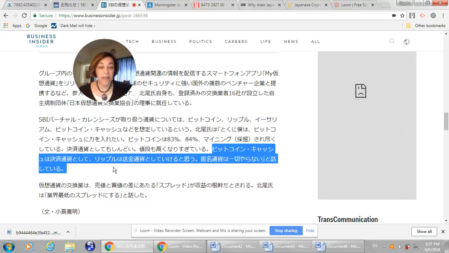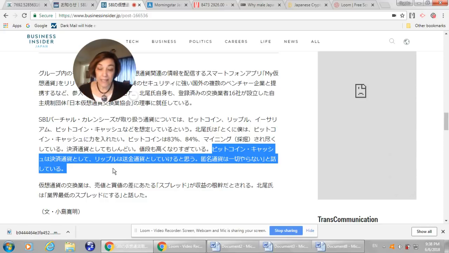He thinks that Ripple is good for sending money. So sokin is money used to send. To shite ikeru to omo. So this is what he thinks. He thinks Bitcoin Cash can be perfectly used in settlement or closure currencies, and then Ripple works well for sending from A to B.